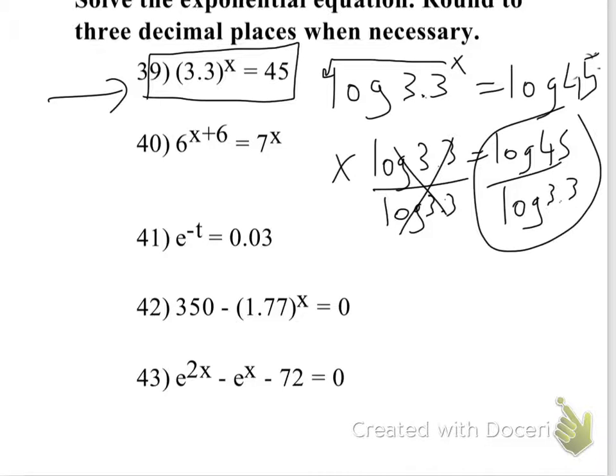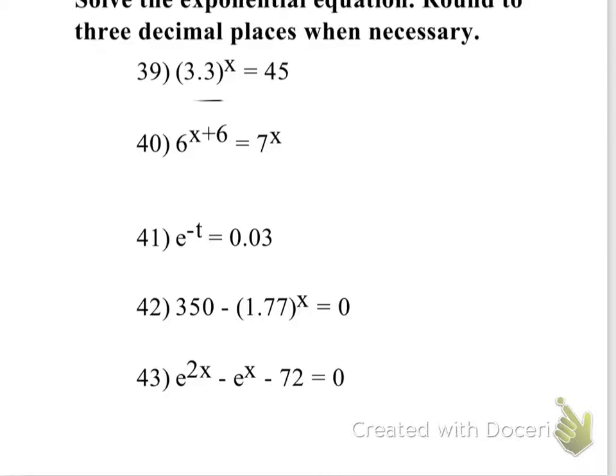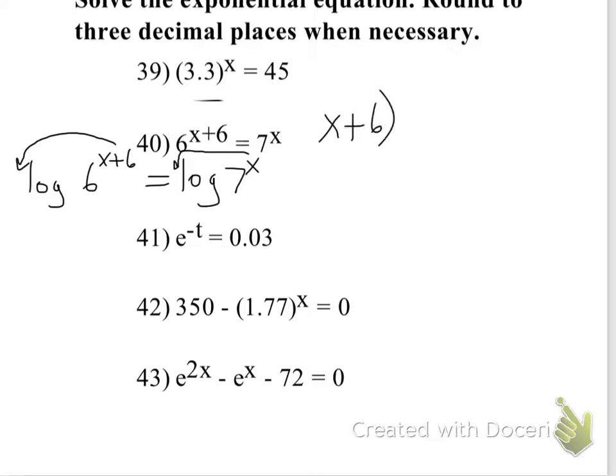Now then, let's have a look at the harder ones. Some of you might see these on the test, or maybe harder homework questions, and that is question 40. So, again, I'm going to log both sides. So log of 6 to the x plus 6 equals log of 7 to the x. There, I just logged both sides. That means this can come to the front and this can come to the front. So again, x plus 6 is now at the front of the log 6 and the x is in front of the log 7, okay?